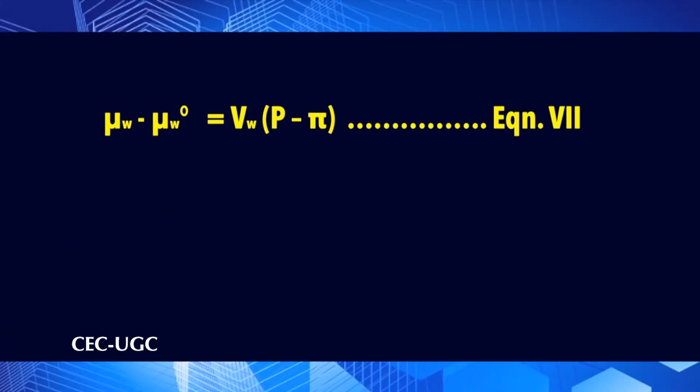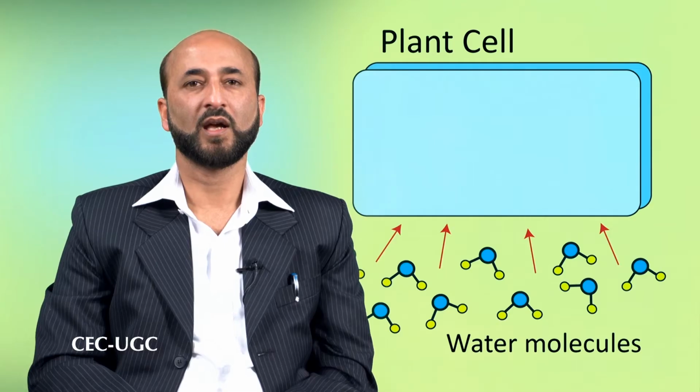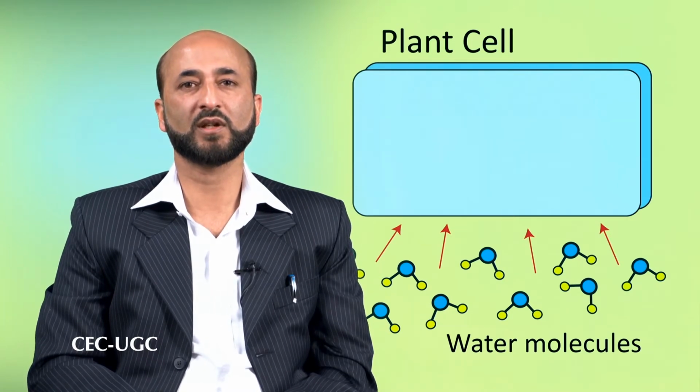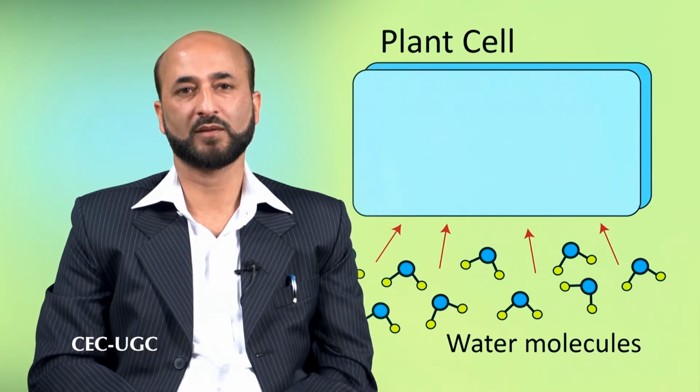μW minus μW⁰ is equal to Vw into (P minus π), where μW is the chemical potential of water, μW⁰ is the chemical potential of water under standard conditions, P is hydrostatic pressure, and π is osmotic pressure. As per this equation, the chemical potential of water in a solution differs from that of pure water under standard conditions as a function of osmotic component and a pressure component.